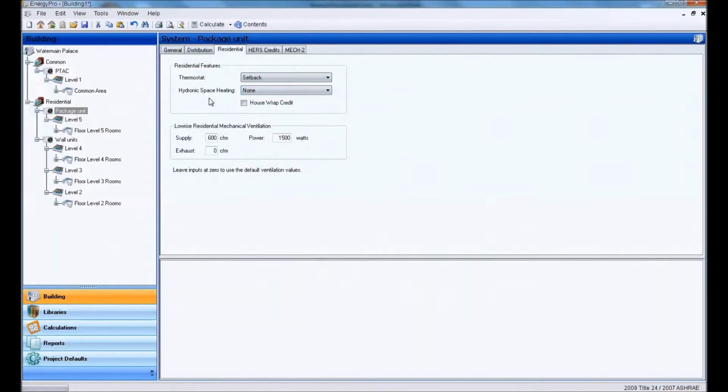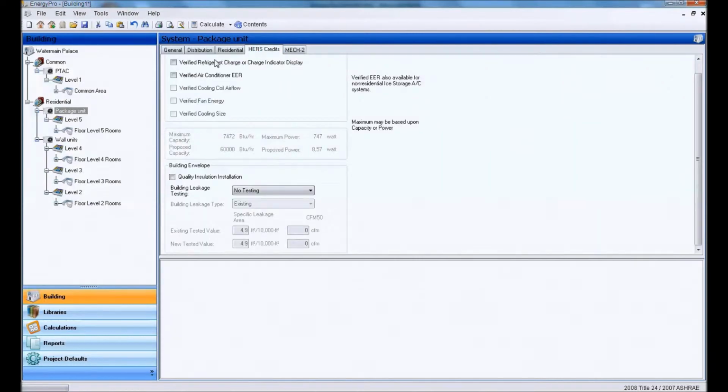For this example, we're going to say that these top units have programmable thermostats, and it does do ventilation. It does have a fan mode and a relatively high watt draw per CFM. It's best that the refrigerant charge is verified by the analyst, but if not, then leave that blank or unchecked, and no blower door testing.